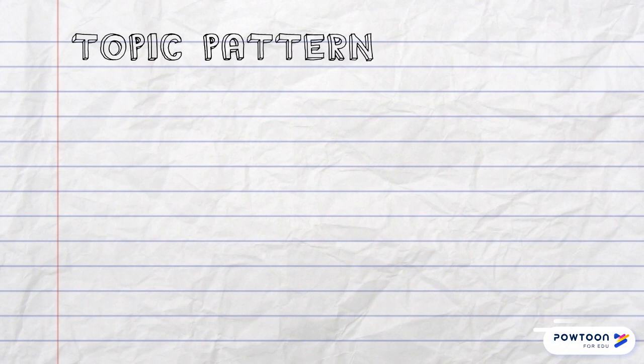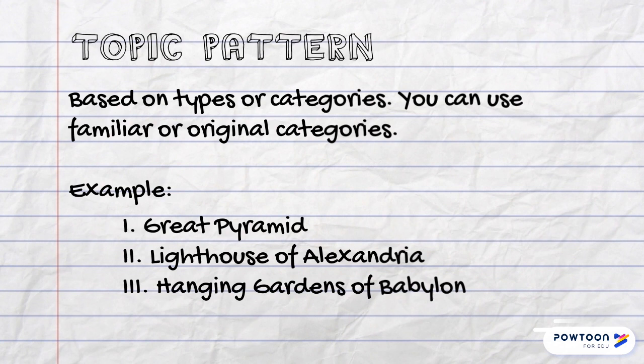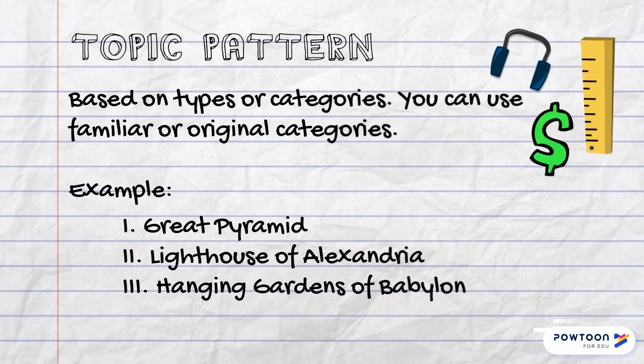Lastly, the topic pattern. This is also known as topical. This is when you organize based upon a topic or a category. So let's say I wanted to organize the 7 ancient wonders based on size or height. That would be my focus. So I would organize them in the following way. I would talk about the Great Pyramid, then the Lighthouse of Alexandria, and then the Hanging Gardens of Babylon, and so forth.